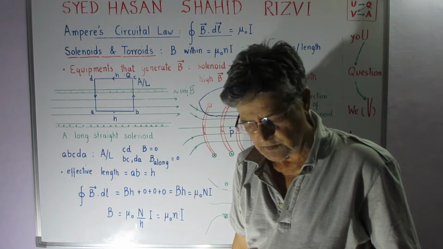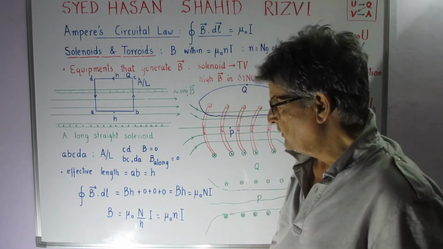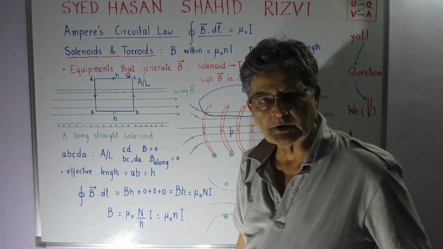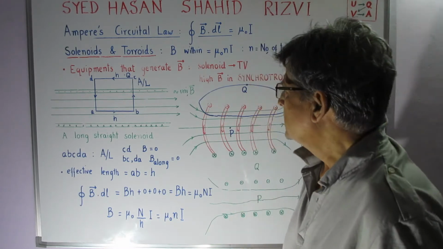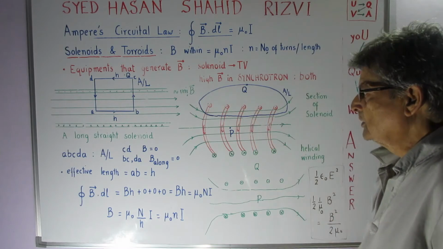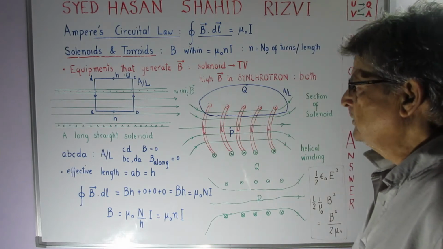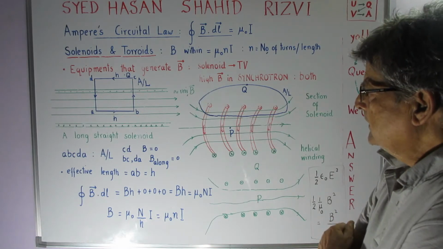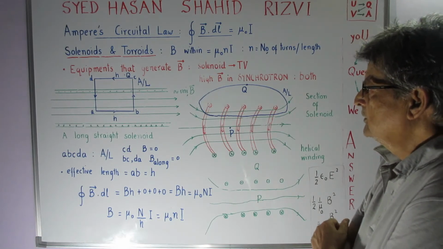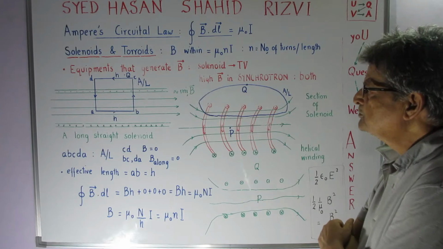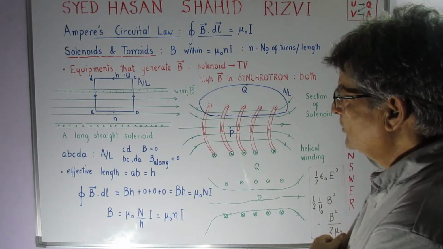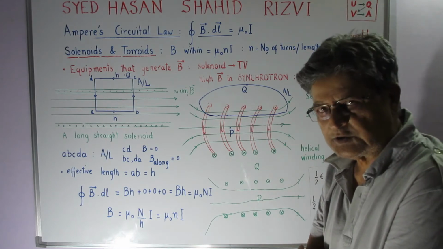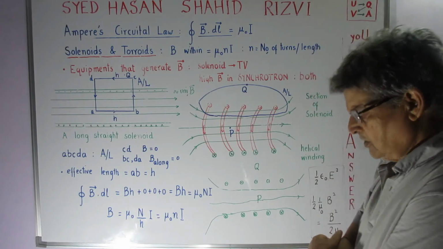Welcome back, friends, for a fresh lecture which incorporates Ampere's circuital law, integral B dot dl is equal to mu naught I, which we introduced in the last meeting. And today we'll talk about solenoids and toroids.